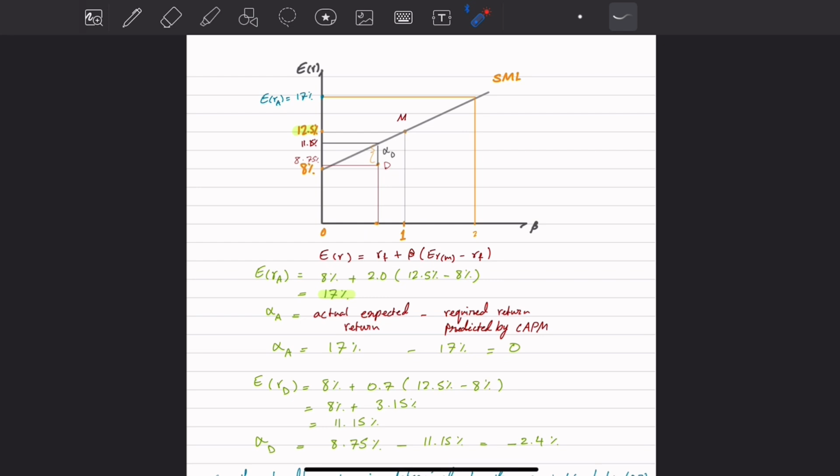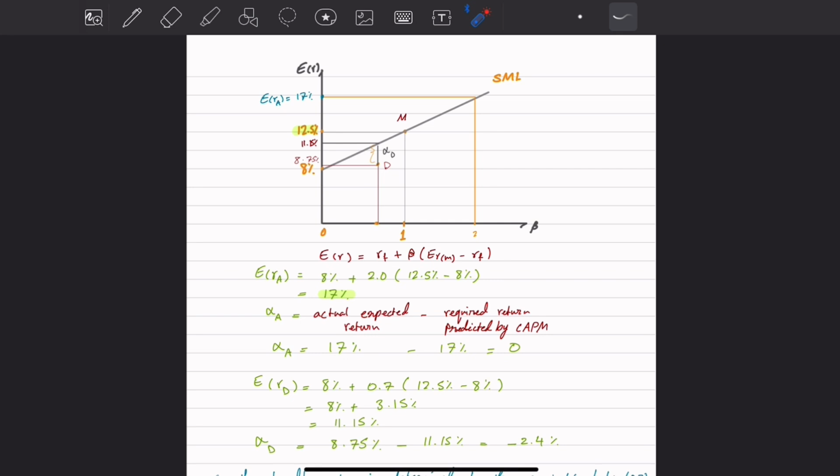And based on that, we can state that alpha for the aggressive stock equals 0. There is no alpha. Remember that alpha represents the abnormal returns, okay? Meaning the returns that are not predicted by the capital asset pricing model.